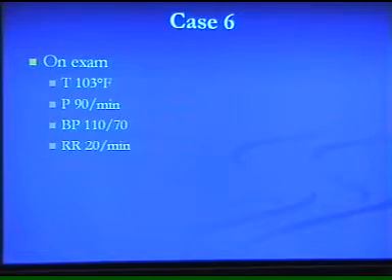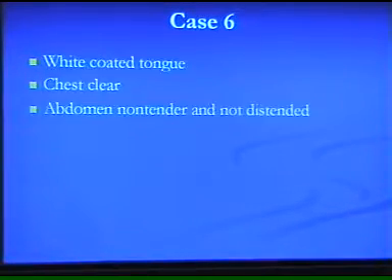Respiratory rate is a little high, and the patient is having relative bradycardia. His tongue is white coated, chest is clear, and abdomen is non-tender and non-distended. So what's the diagnosis? Typhoid is most likely, right?